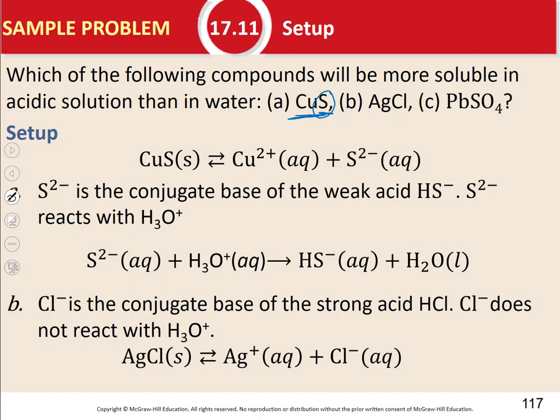But if you're the conjugate of a strong acid, such as here, silver chloride, chloride is the conjugate of a strong acid, so would it be affected by pH? No, so silver chloride will not be affected by pH. All right.